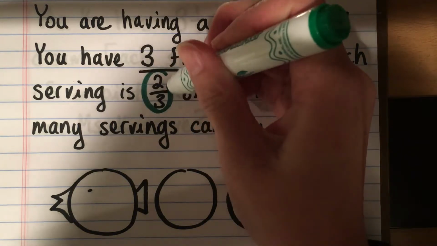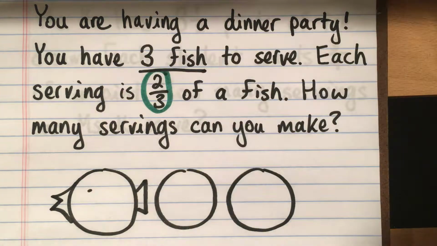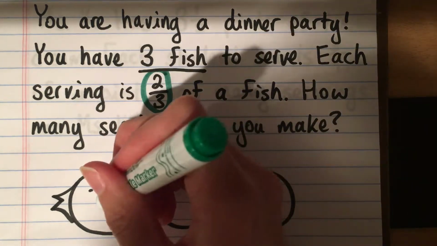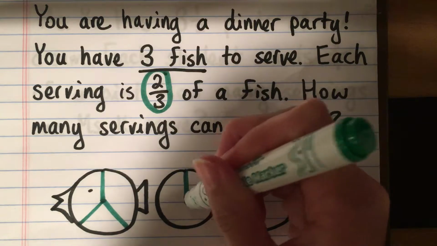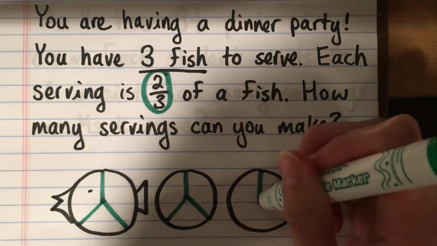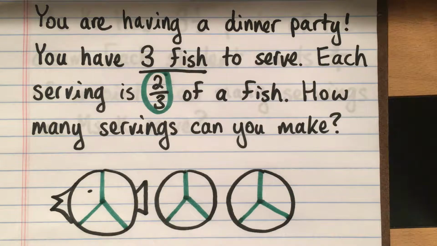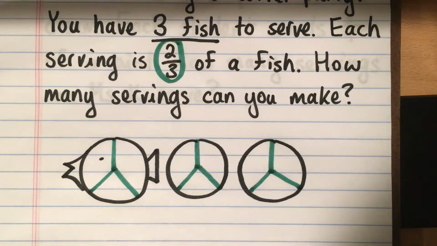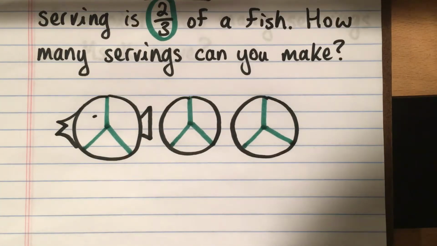So we'll circle 2/3 and I'll tell them how many parts do you need to break up each fish into if each serving is 2/3 of a fish. And they'll break up their fish into thirds. How many servings can you make? So, we have 3 fish to serve. Each serving is 2/3 of a fish, and we want to know how many servings can you make.